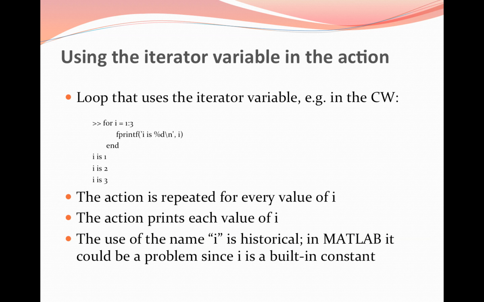So when i has the value 1, it prints i is 1. Then when i gets the next value in the range, it prints i is 2. And then when i gets the final value in the vector, it prints i is 3.